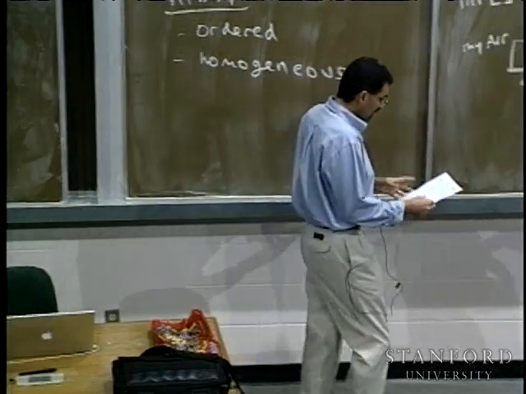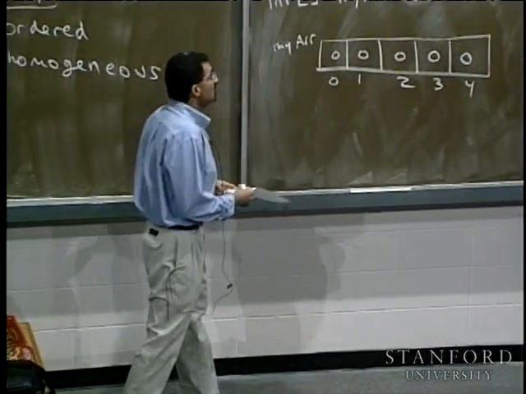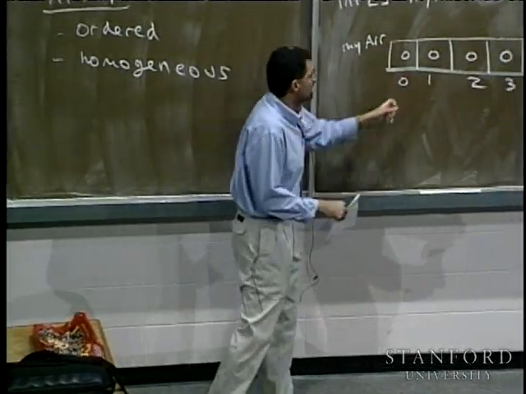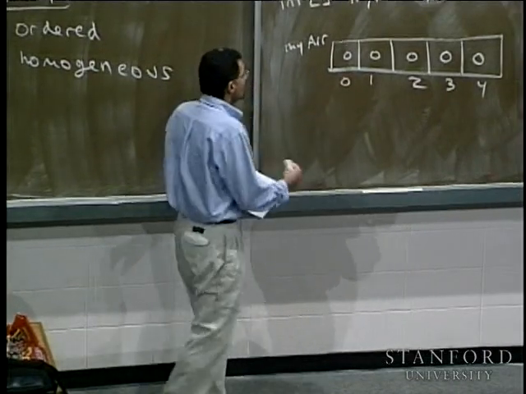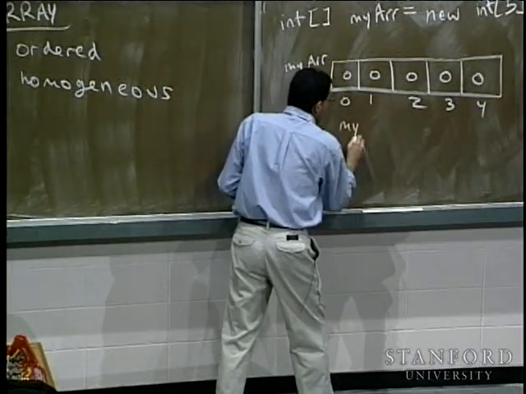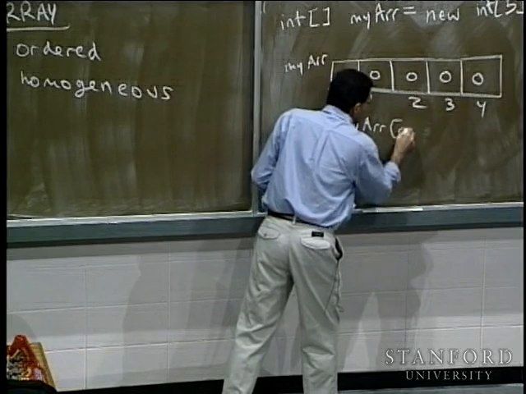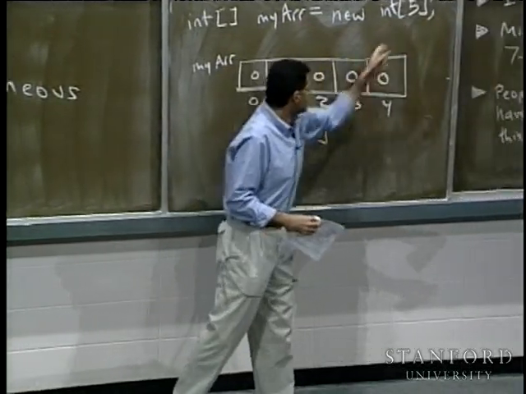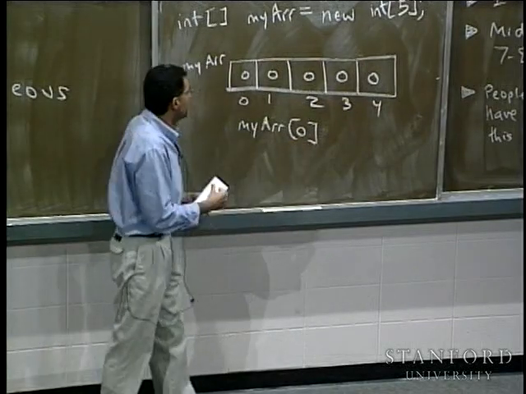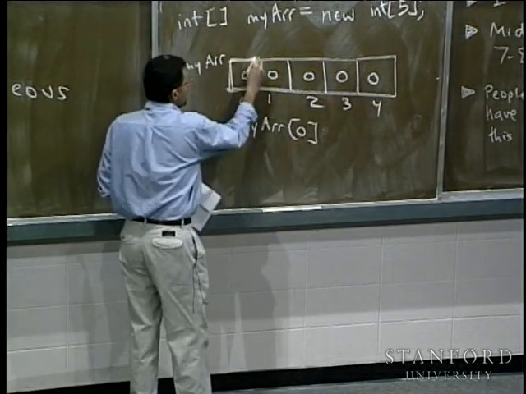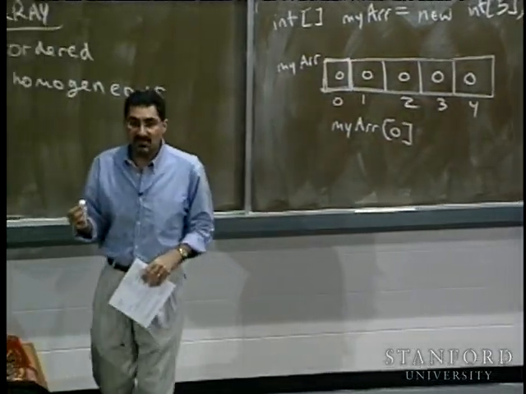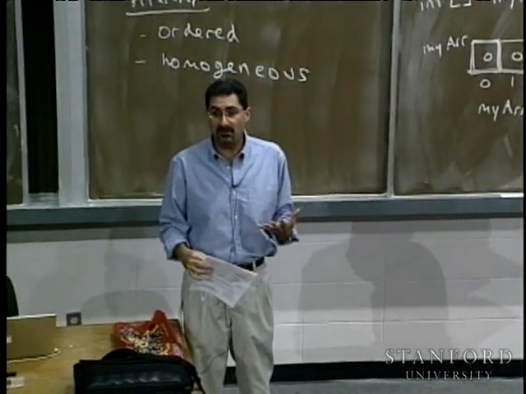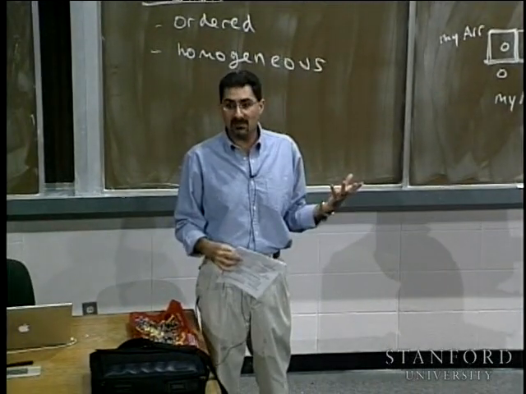Okay? So how do I refer to these individual elements? The way I refer to the individual elements is through the indexes. So I could say something like my ARR 0, and I put this inside square brackets. So it's square brackets over here and square brackets over here. And what this is now referring to is this particular cell, which stores one integer, which means I can use that just like I would use a variable of type int anywhere else in my program.